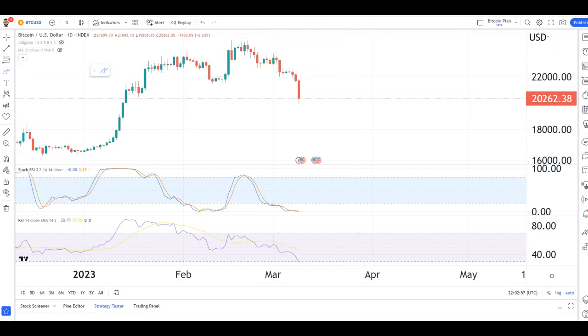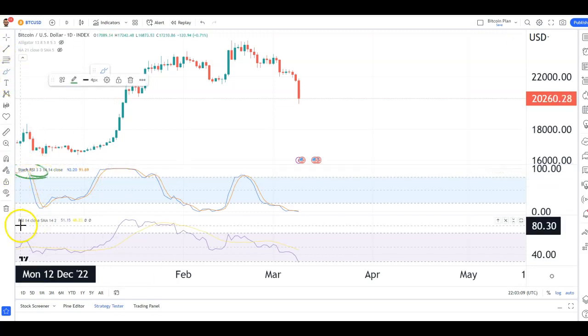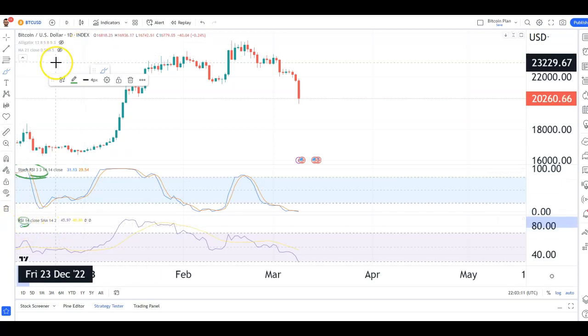So what are we looking at right now? We're looking at the one-day trading chart. And what do you notice? I'll tell you exactly what to notice. Down here, this is the stochastic RSI, and this is the RSI. There are lots of trading indicators that people use. These are two very common ones.